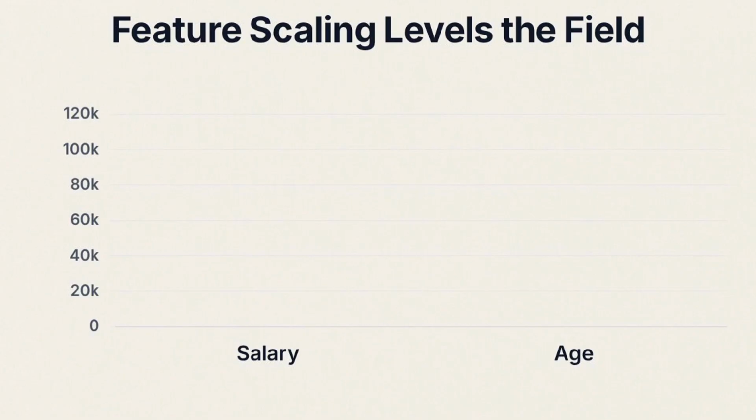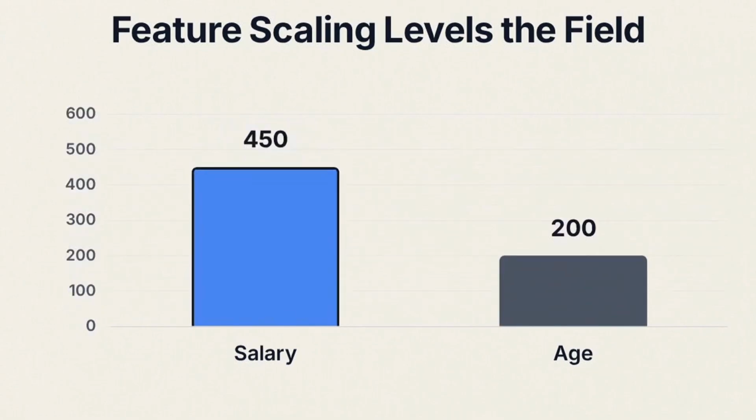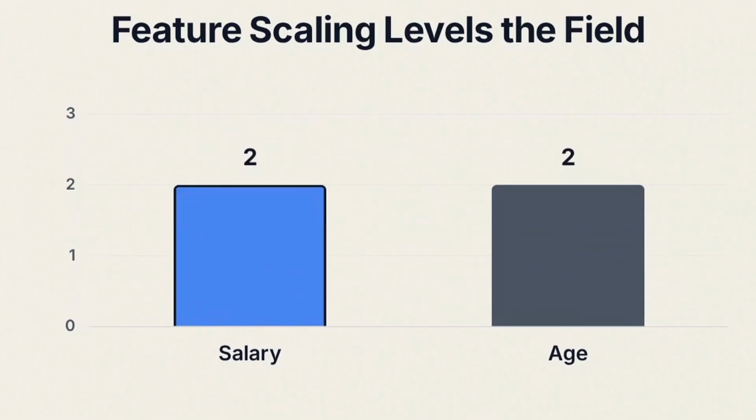You must also handle scale. A $100,000 salary will mathematically overpower a 20-year age gap in almost any algorithm. Feature scaling equalizes every numerical feature down to a common standardized range.